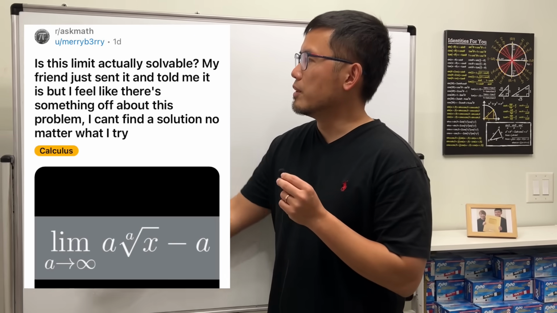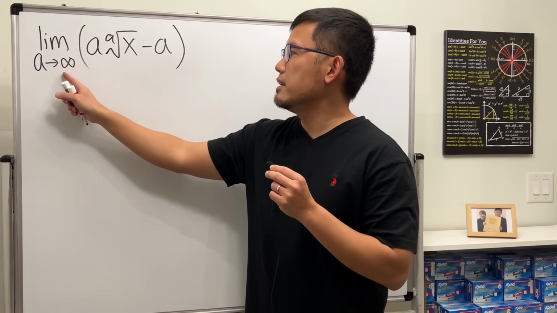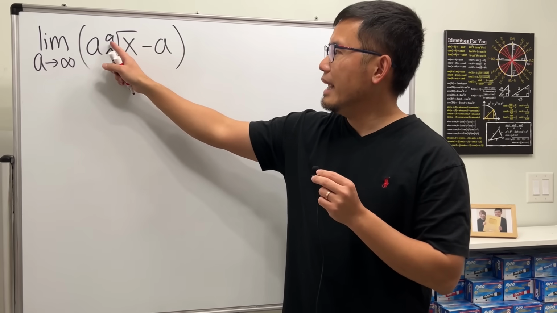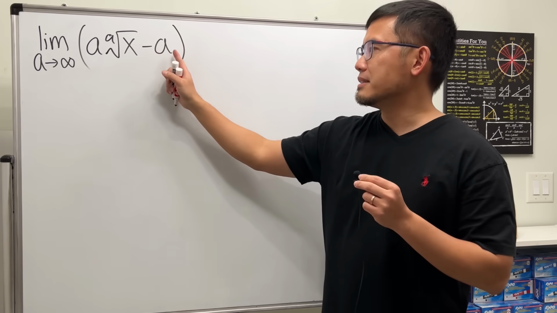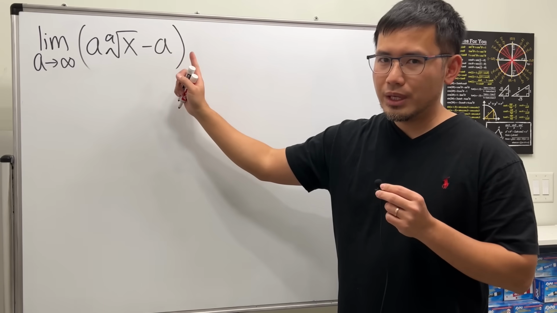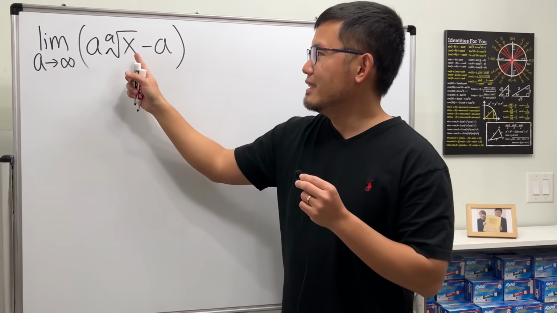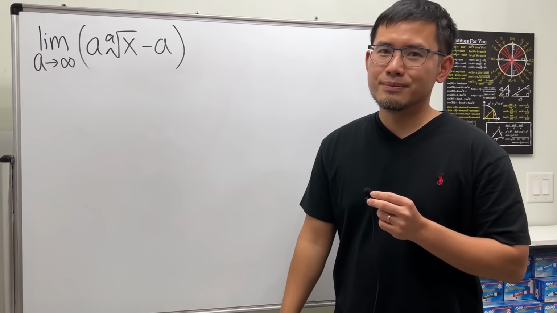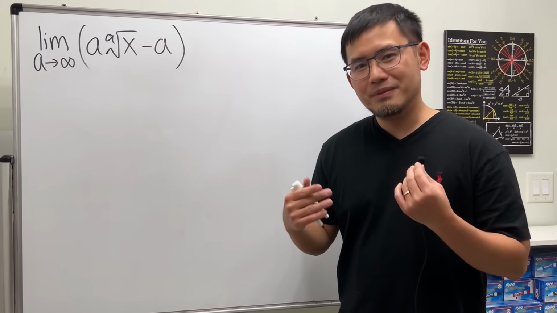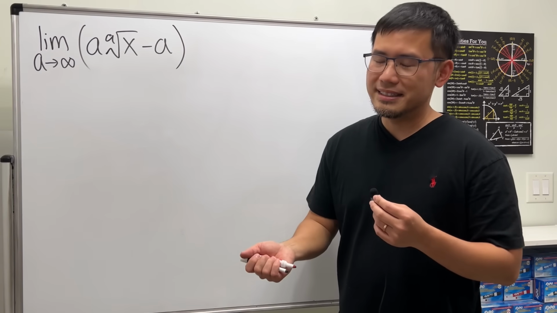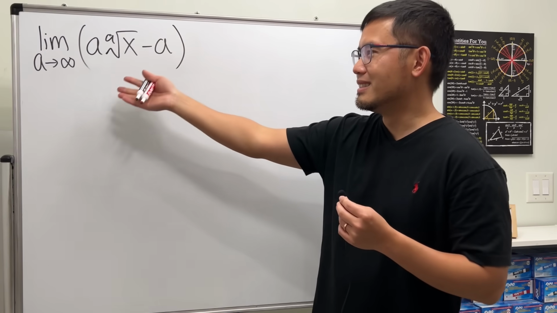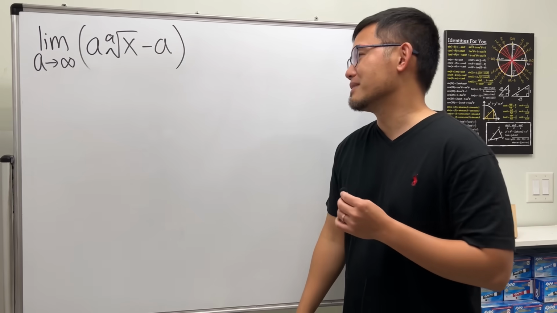Is this limit solvable? The limit as a approaching infinity of a times the a-th root of x minus a. For this question, we have to keep in mind, a is the variable that goes to infinity. So x is like a constant. I know it's weird because usually x is the variable, a is the constant. But let's just deal with it like this.